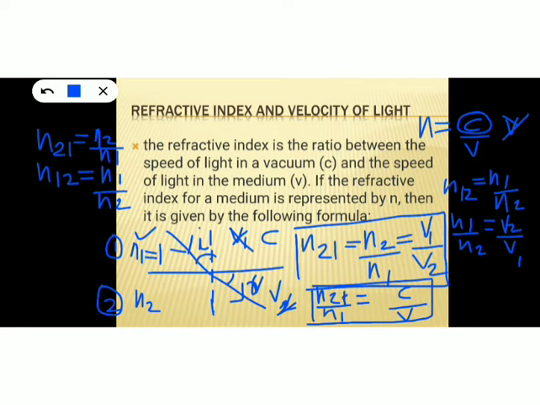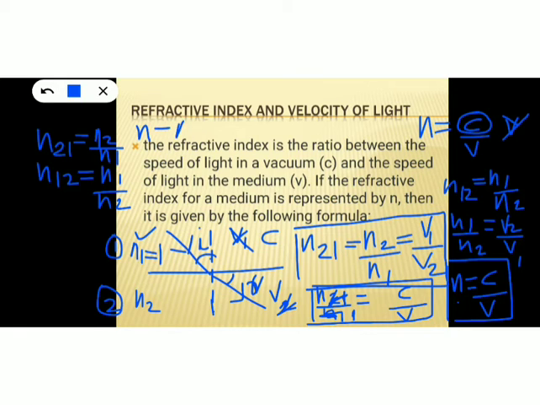So if the first medium is air, the refractive index of the first medium is 1. So N1 will be replaced by 1. If there is no N1, there's no sense in writing N2 here. So on the LHS we get N. The ratio N2 by N1 has become N, and we got the relation N is equal to C by V. So this is the relation, and this N is known as absolute refractive index.